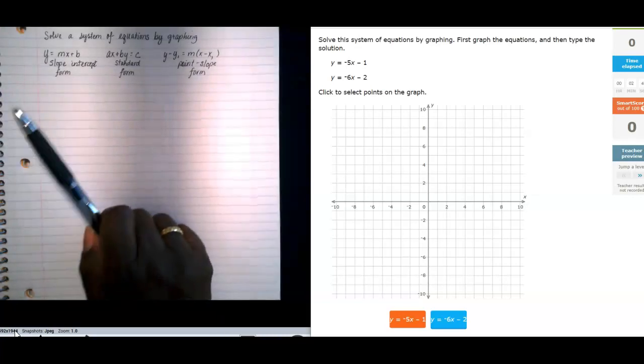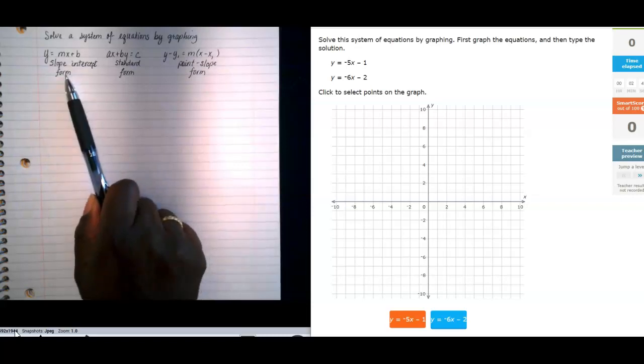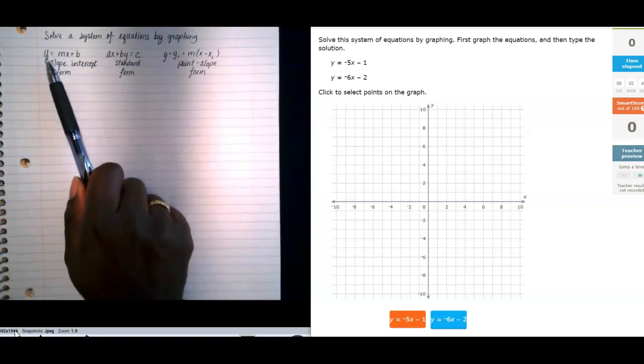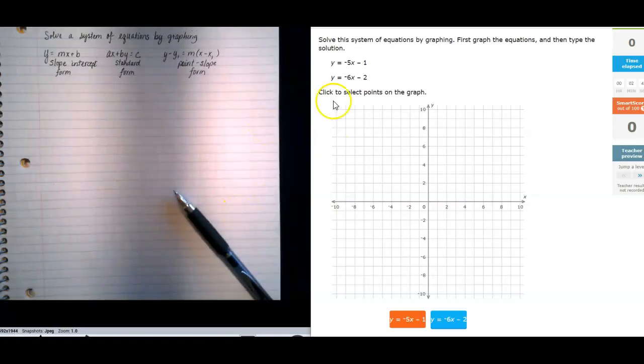The easiest form to graph is always the slope-intercept form, because we've got our output on the y-axis. So the output is whatever point is y, and the input is whatever point is x, on the x-axis. We know the slope tells us rise over run, and the b tells us what point we start on the y-axis. So this is what we've got. Here we've got y is equal to negative 5x minus 1.